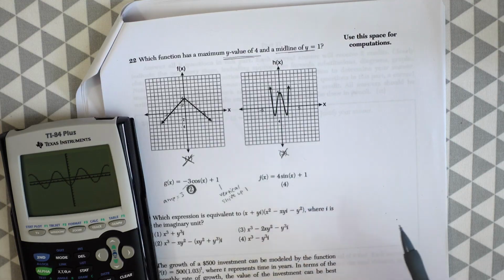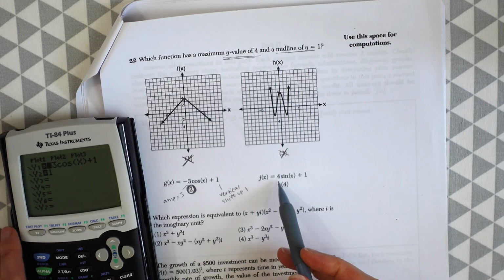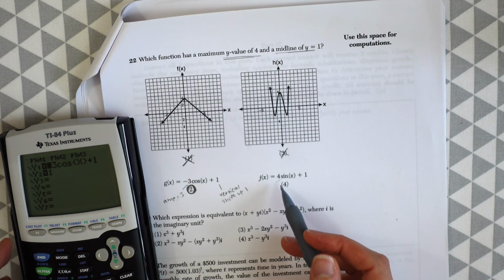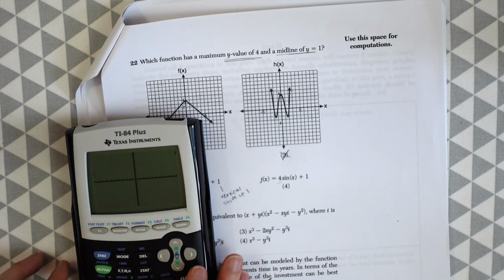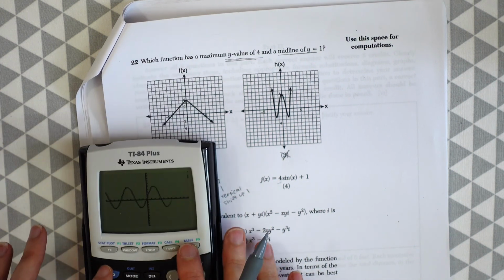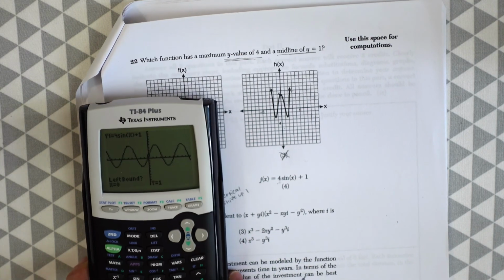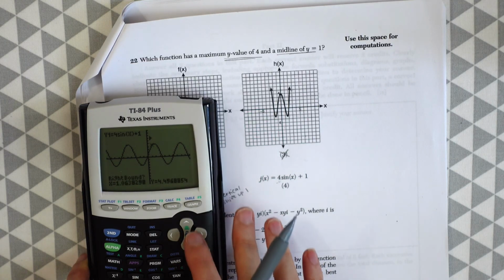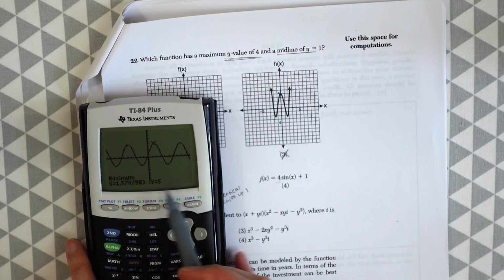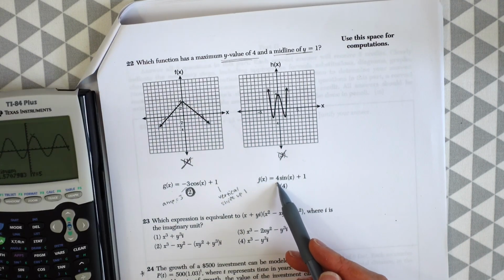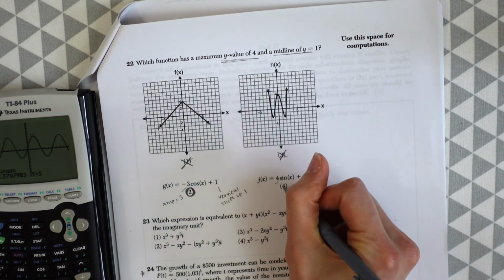And if you wanted to see why choice 4 is not the answer, you can quickly graph that and see 4 would not be the max value of y here. So if we graph this and then find the maximum, just go to the left, press enter, go to the right, press enter, and you'll see that the max is 5, right? Because we're doing the same thing here. We have the amplitude is 4 and then the vertical shift up 1, which leads us to the max value of 5. So that's not the answer.